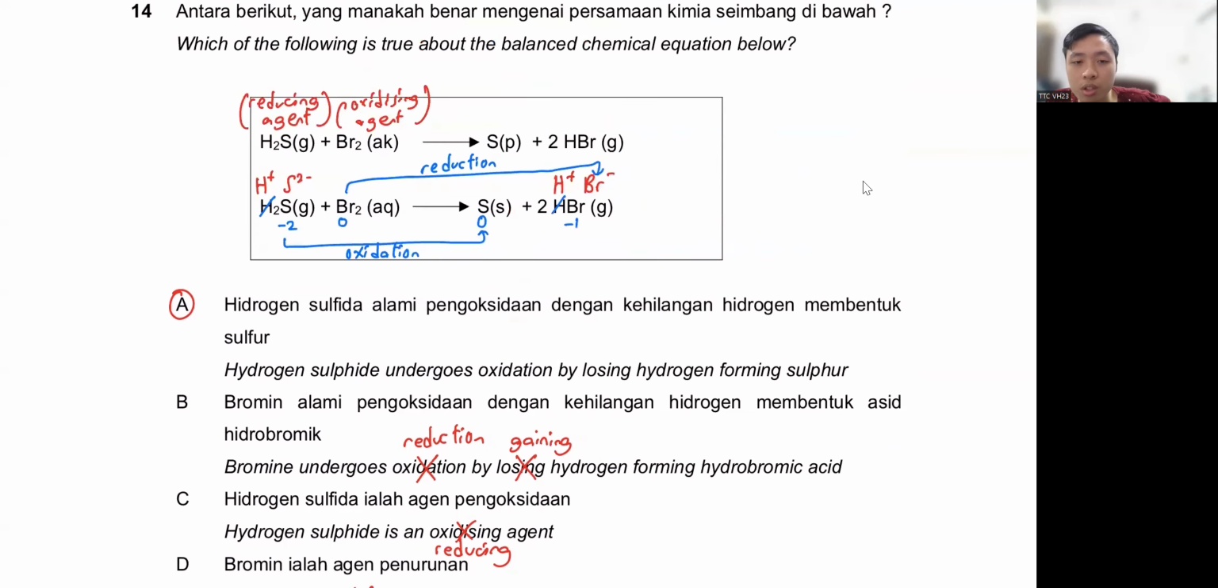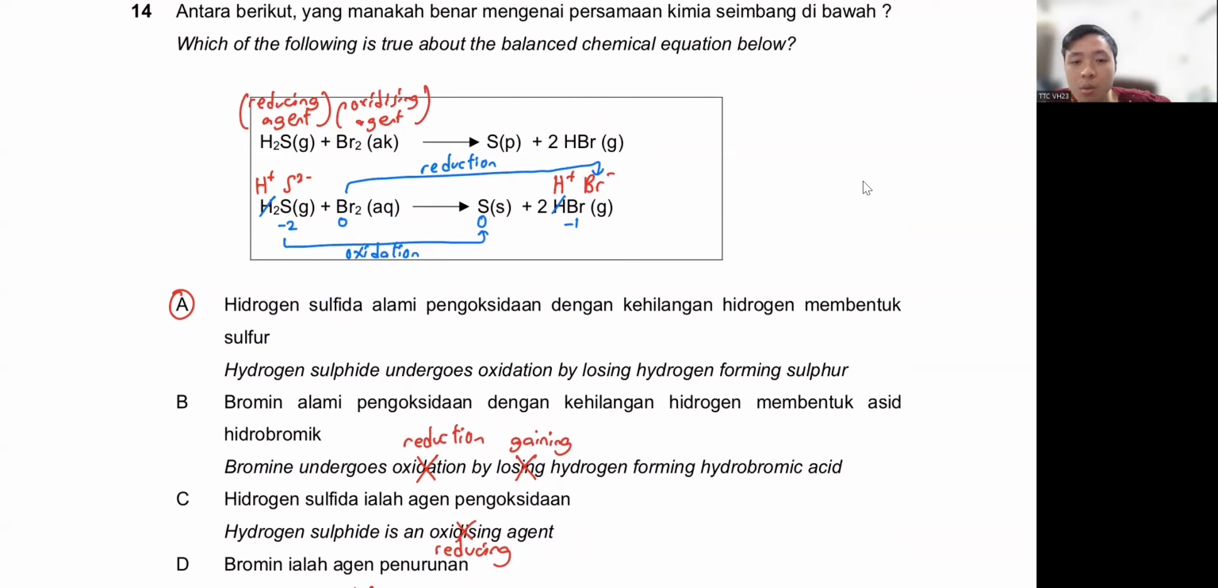So H2S is a reducing agent. Why? Because it undergoes oxidation. Actually, H plus is not involved because H plus is still H plus. The one that is involved is S, which is actually S2 minus. Even if you don't know, you can see from the formula H2S: H plus and S2 minus. S2 minus has an oxidation number of -2, so it undergoes oxidation and becomes 0. This is oxidation, an increase in oxidation number.